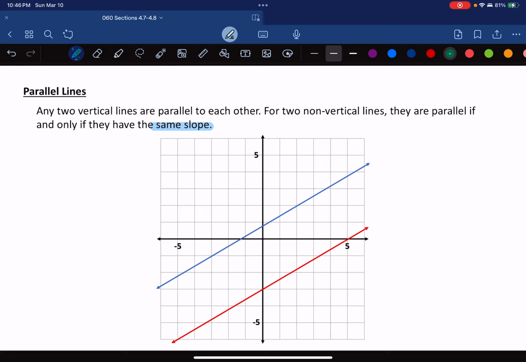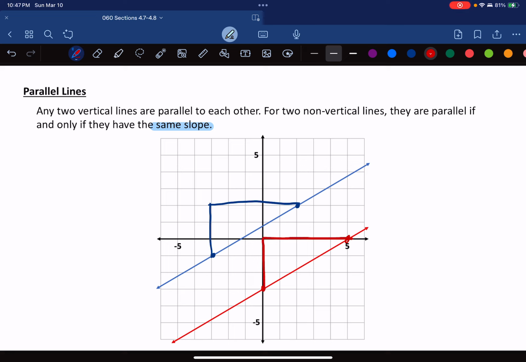intersect. And so a quick way to determine if two lines are parallel is to look at their rate of change and determine if it is the same. And if it is, then you have yourself parallel lines. And if it's not the same, then you do not have parallel lines. You might have perpendicular, or you just might have neither.